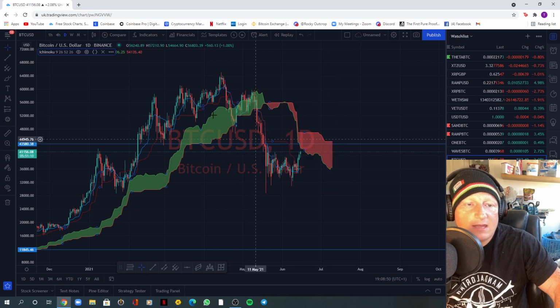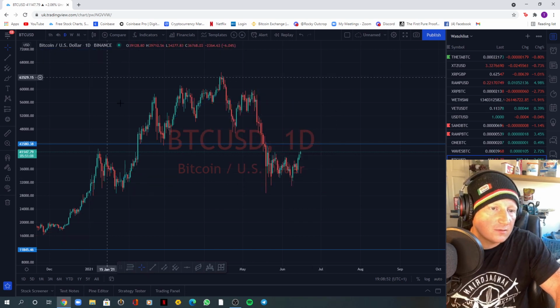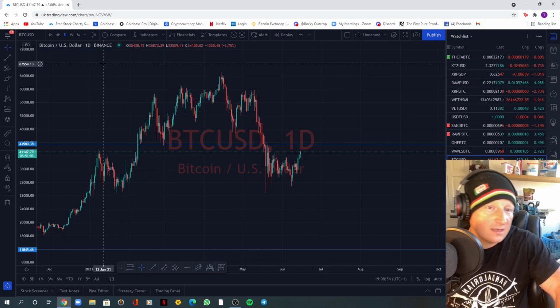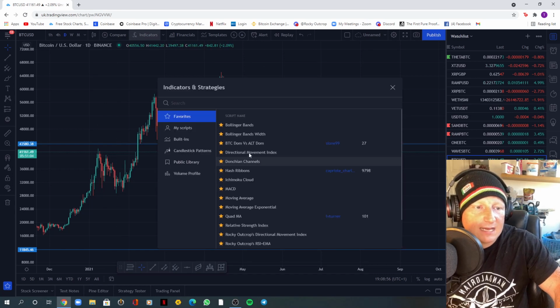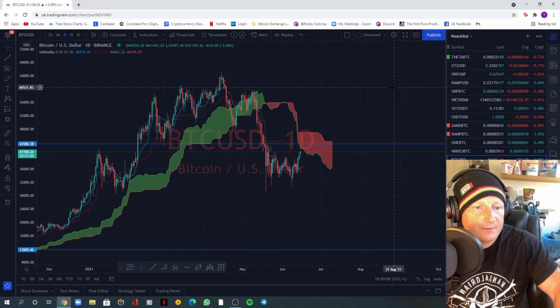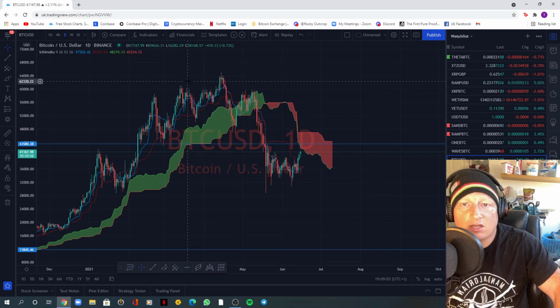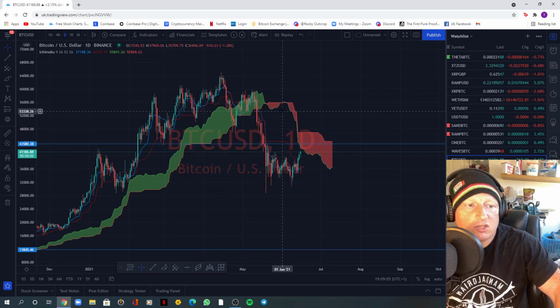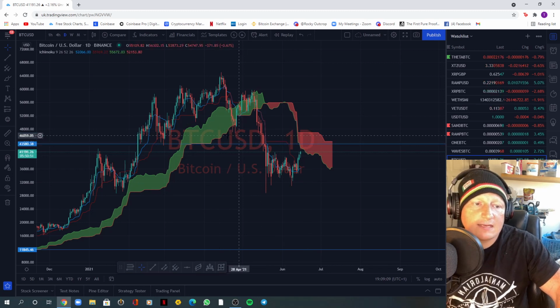That way, when you come off it and bring up your indicators again, find Ichimoku cloud and bring it back up, your lagging span isn't on there. Neither is your green or your red cloud.